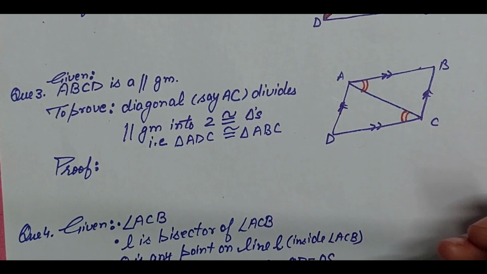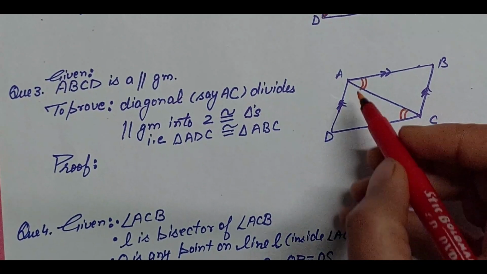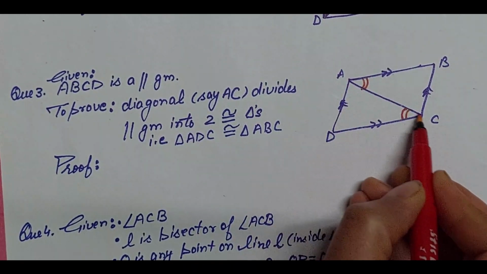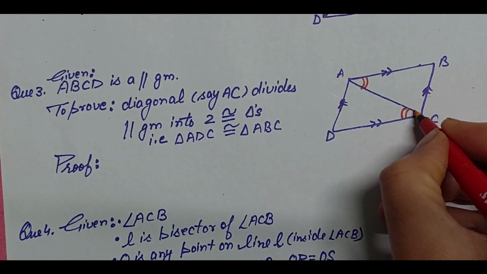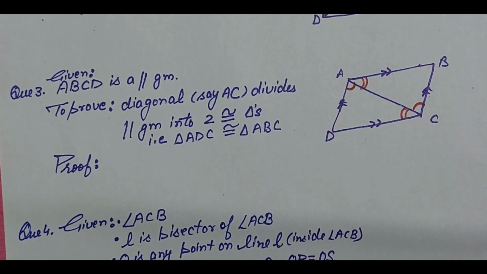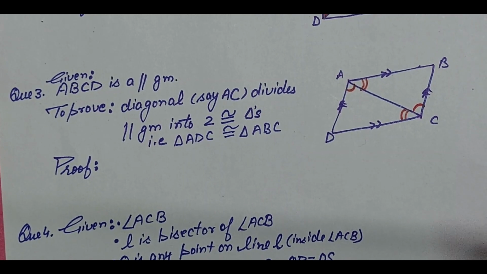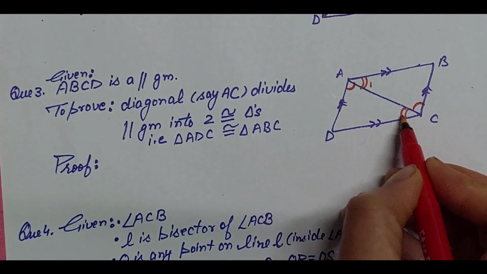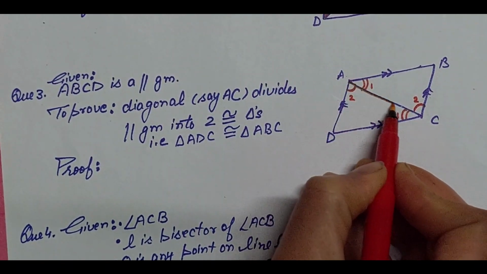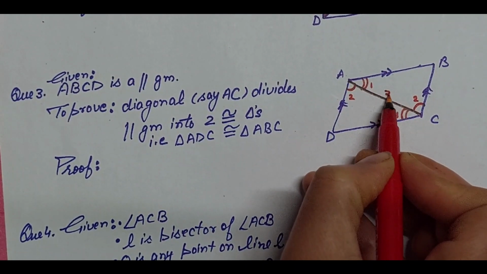No, alternate interior. Similarly, this is parallel to this and this is the transversal. So this angle is actually equal to this one. So here are the two equalities, first and second, and this is your third equality, the common arm.